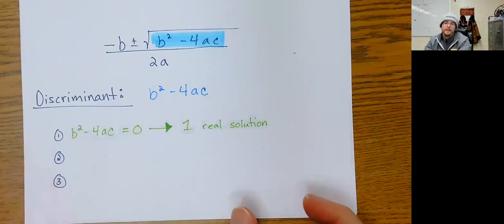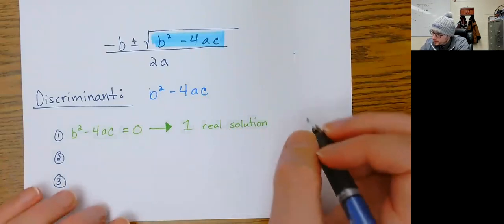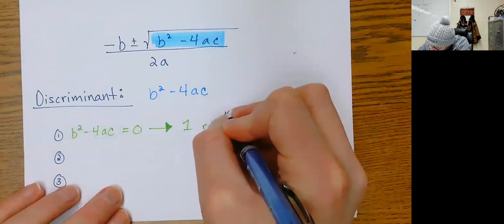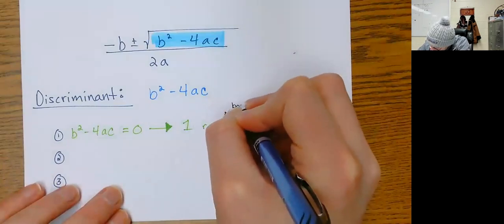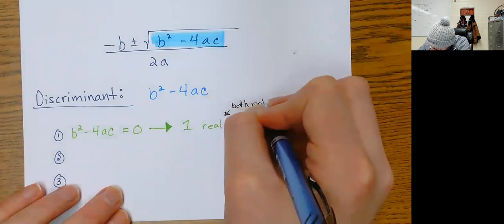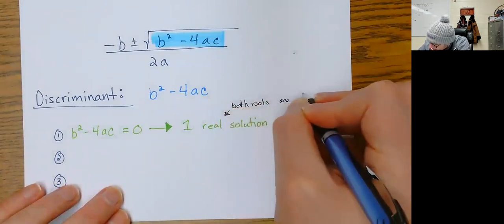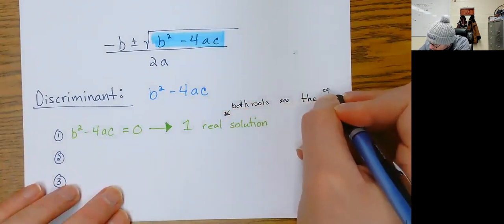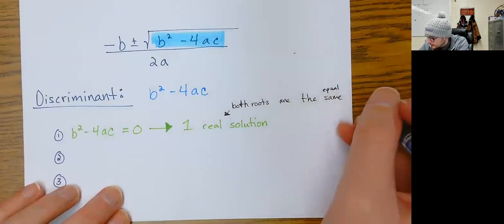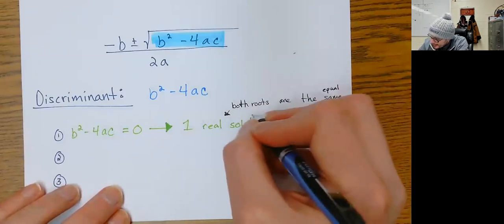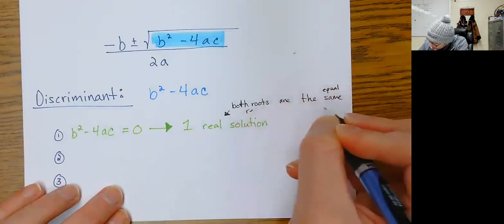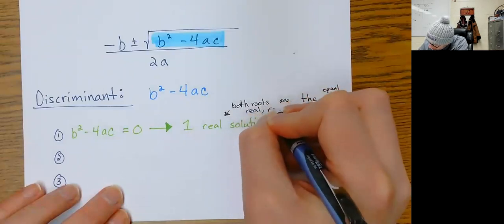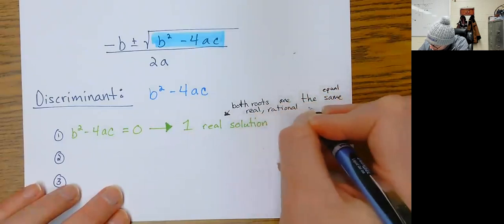And basically what that means is both roots are the same real rational number. This means both roots are the same, that is, equal. Same in math means equal. Both roots are the same real rational number.